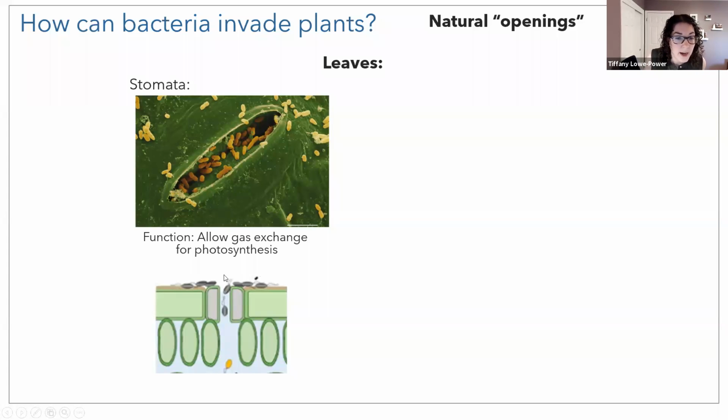And so this is a place where bacterial pathogens and non-pathogens that have an endophytic part of their life cycle are able to find these stomata and move into them.